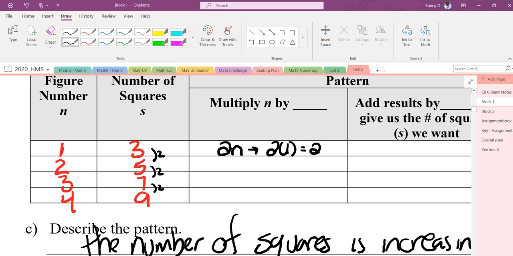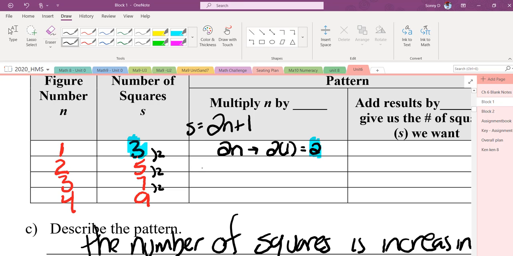Now we compare. Our formula gave us 2, but it should have been 3. What do we need to add or subtract to make this formula work? Add 1. So our formula should be 2n plus 1. The number of squares, or s, is equal to 2n plus 1.